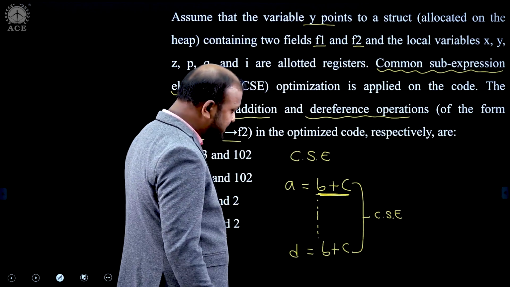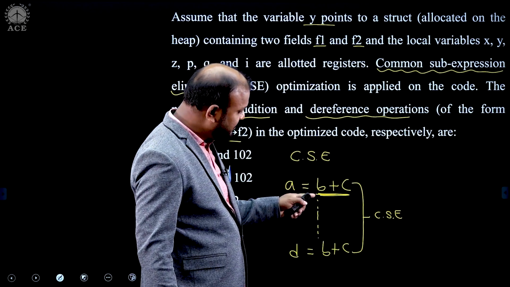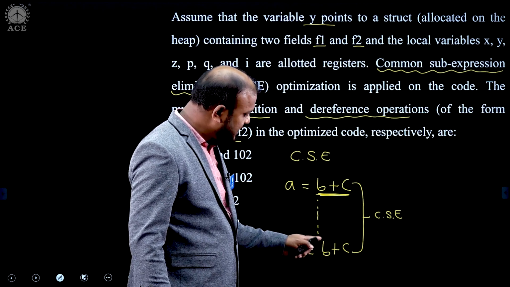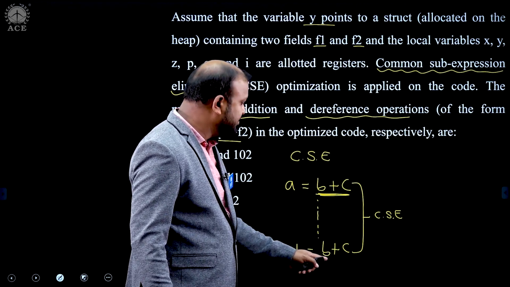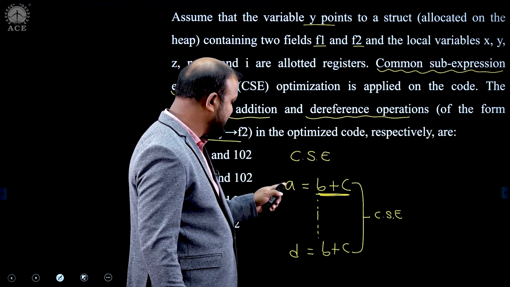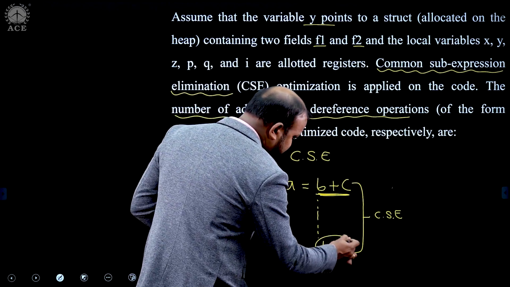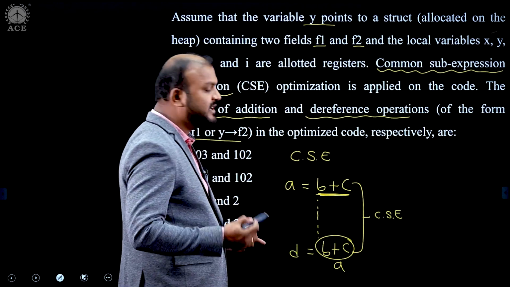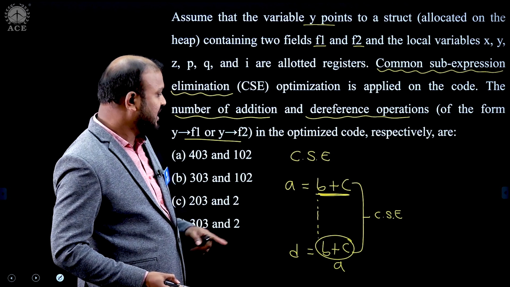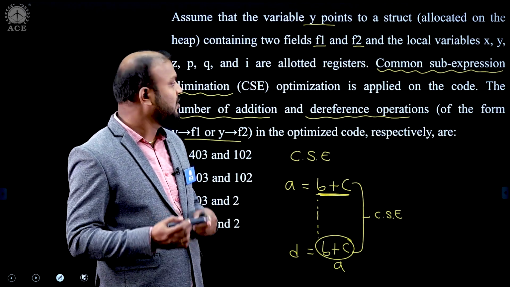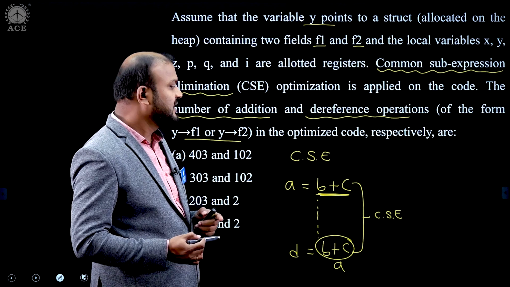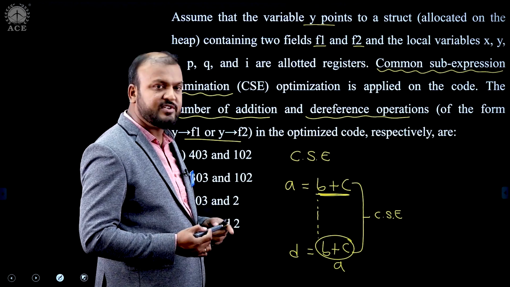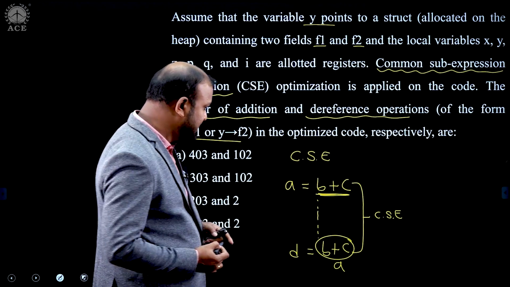If it is a common sub-expression, instead of recomputing B plus C for the second time, we can use the value of B plus C which was assigned to A, in place of B plus C the second time, so that we can avoid the recomputation of B plus C. This is one of the code optimization techniques in compiler design.